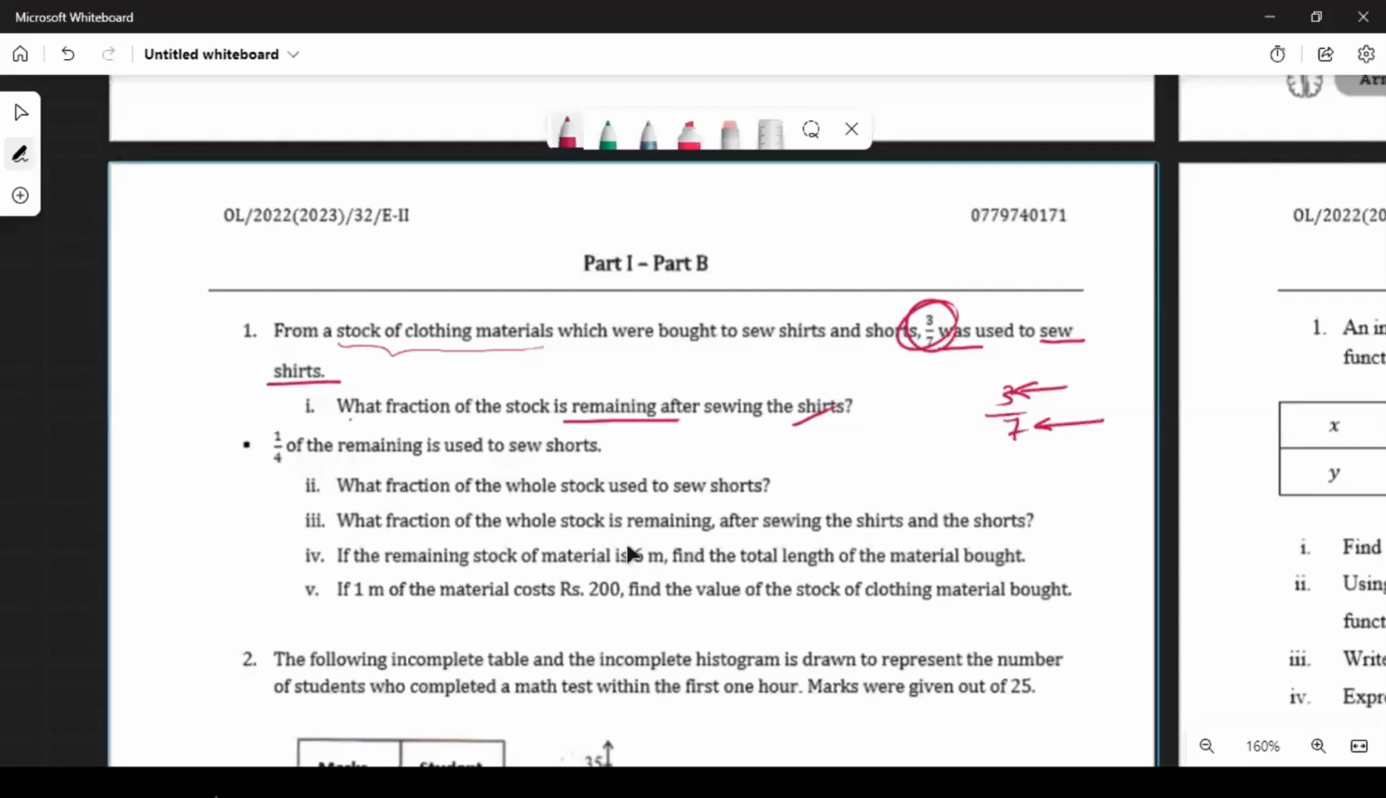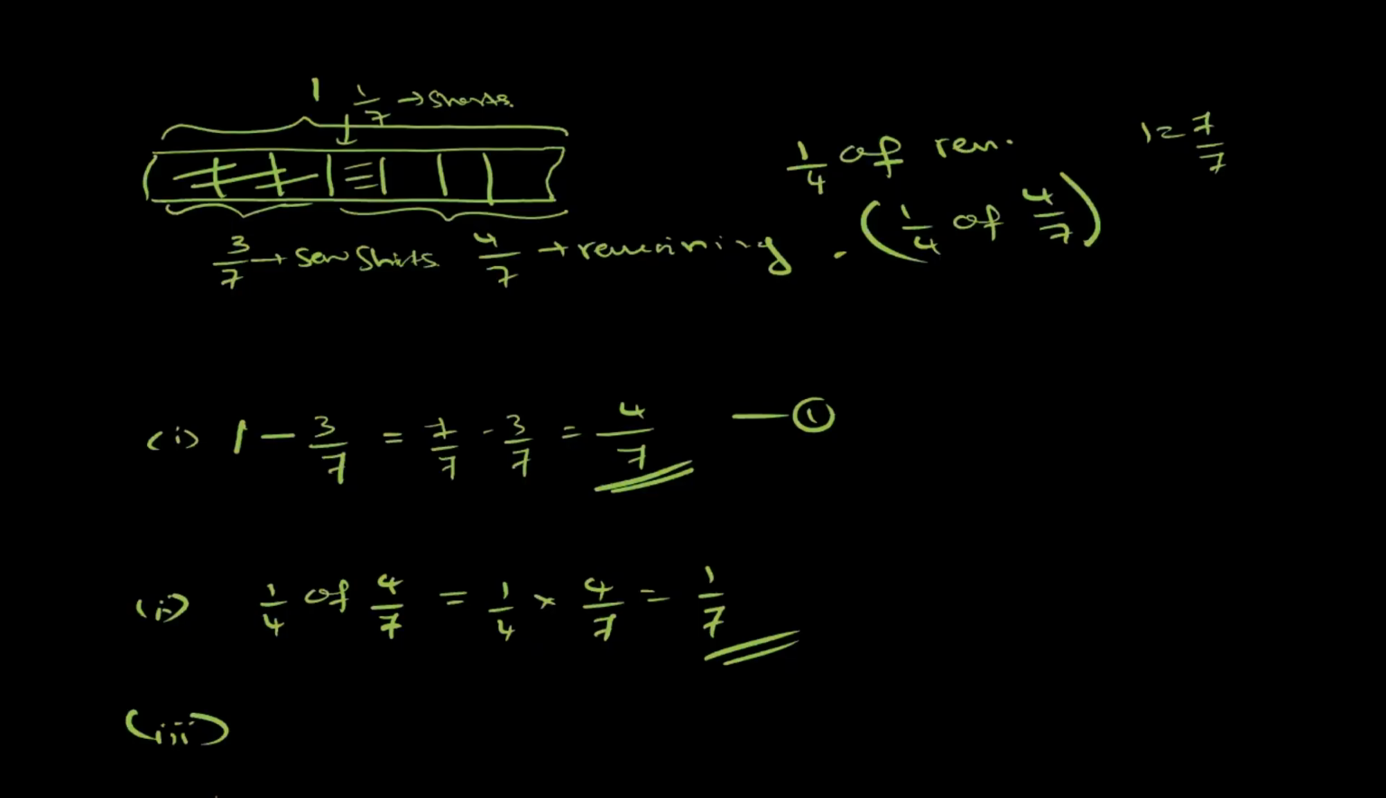Third question: what fraction of the whole stock is remaining after sewing the shirts and shorts? Listen, the whole stock is referred to as 1 in fractions. From this, they used 3/7 fraction to sew shirts and 1/7 of the fraction to sew shorts. If I subtract those values, I will get the remaining. So this is the one they wanted us to calculate.